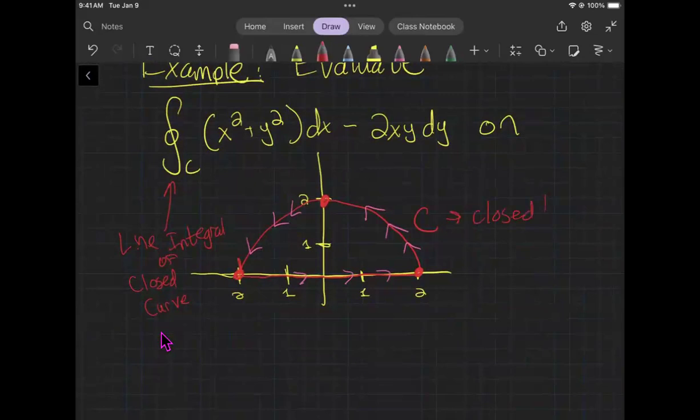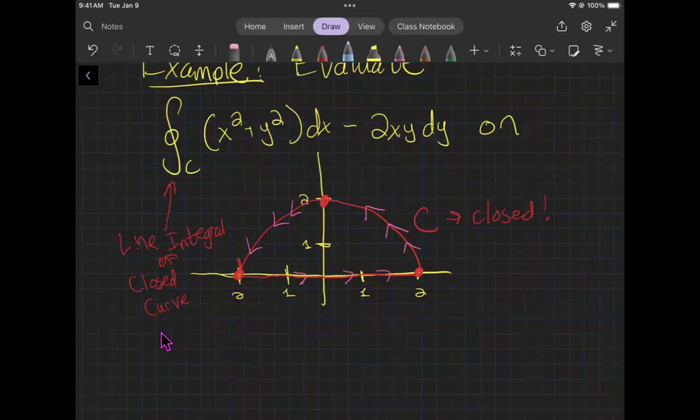And we're going to see an important theorem regarding line integrals of closed curves called Green's theorem in the next video. So stay tuned for that. In the meantime, I want you to compute the line integral of this closed curve, right? We have x squared plus y squared dx minus 2xy dy on this curve. So pause the video and I want you to think about this for a minute or a few minutes.